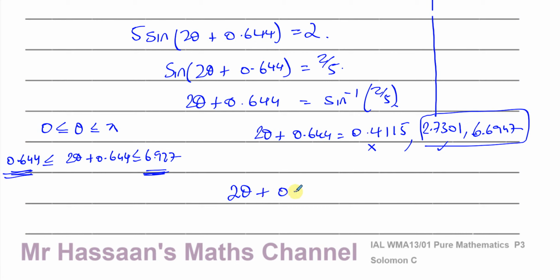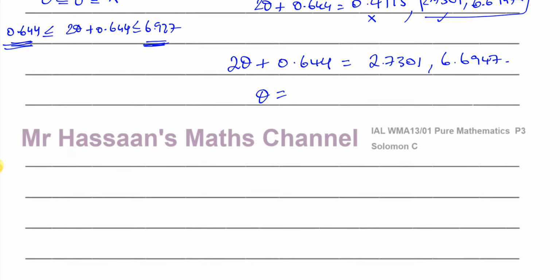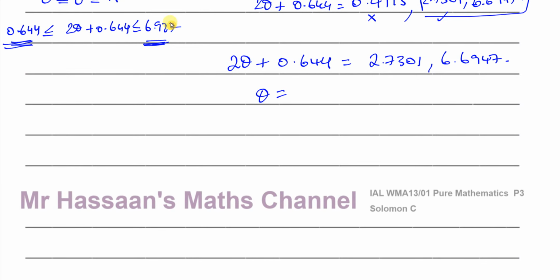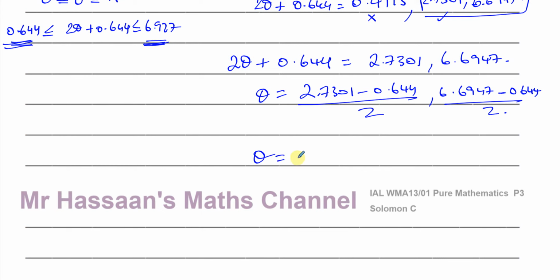So we've got 2 theta plus 0.644 equals 2.7301 and 6.6947. Okay, so now I have to subtract 0.644 and divide by 2. So theta is going to be 2.7301 minus 0.644 divided by 2, and also 6.6947 minus 0.644 divided by 2, and I have my two answers then.